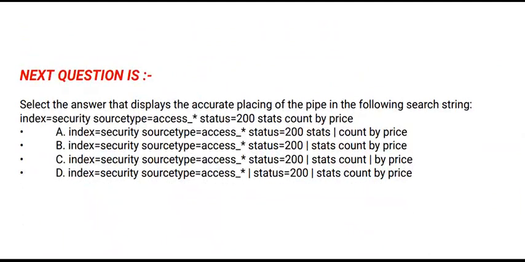Next question is, select the answer that displays the accurate placing of the pipe in the following search string. index=security sourcetype=access_* status=200 stats count by price. These are the options. Please go through them. The correct option is option B.